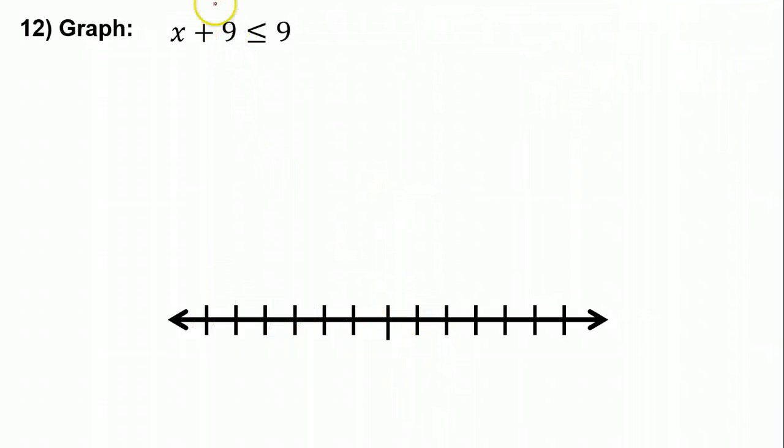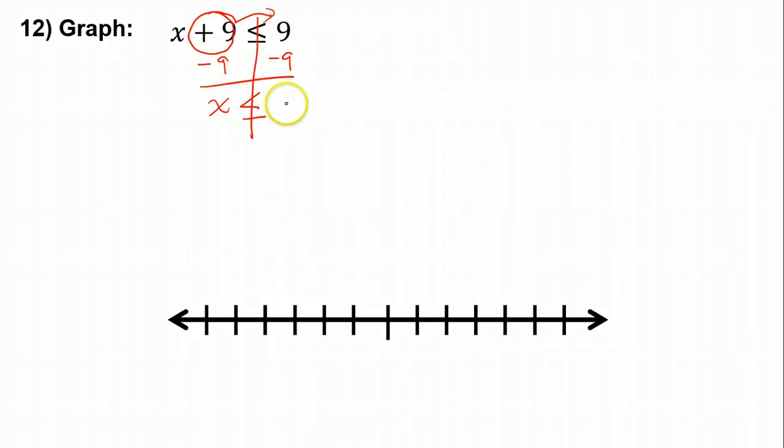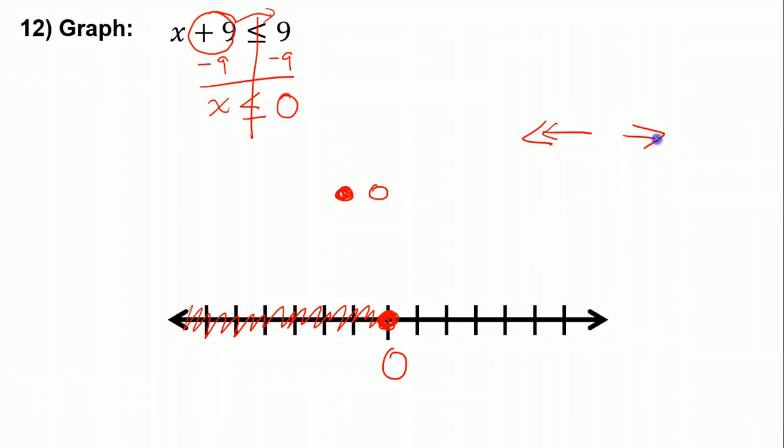Let's solve this one out. Again, how do I get rid of a positive 9? I'm going to subtract it, right? X is less than or equal to, what's 9 take away 9? 0. So put 0 here. Is that going to be a closed circle or open circle? Closed, right? And which direction am I going to shade? That way, right? One of my students let me know that if it opens this way, it'll shade that way. If it opens this way, it'll shade that way.